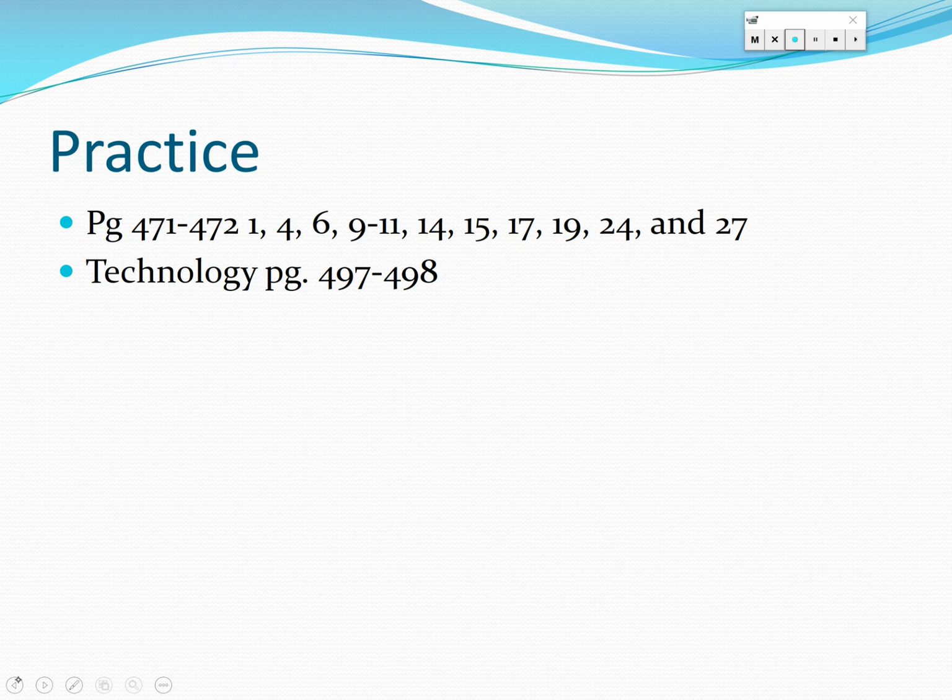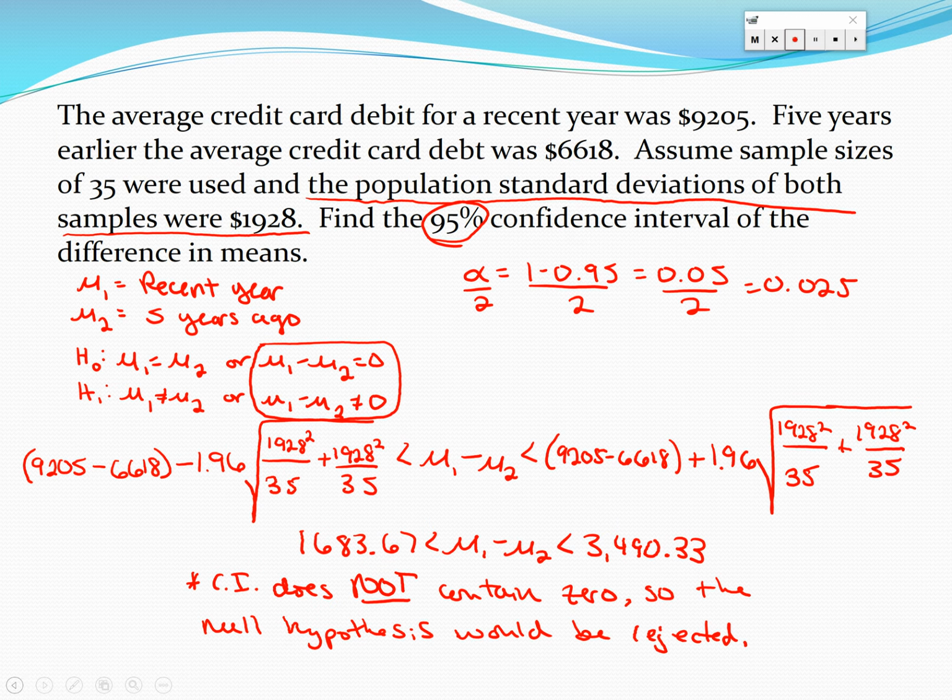So if your confidence interval does not contain your hypothesized difference, then you're going to reject your null. Now, if that interval did contain 0, then we wouldn't reject. So it's the same as we saw last unit with our confidence intervals. If our confidence interval didn't contain our hypothesized mean, we rejected our null. So same idea here, except for now we're looking at a difference.